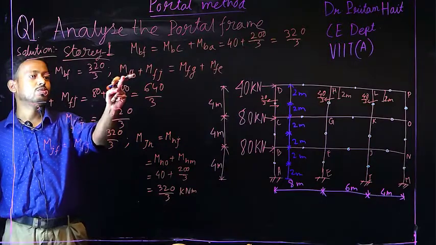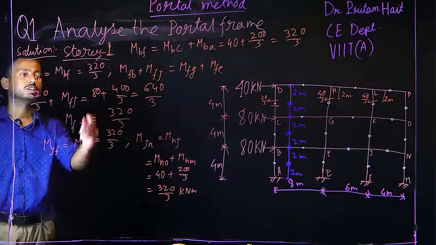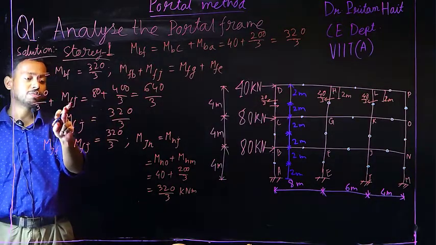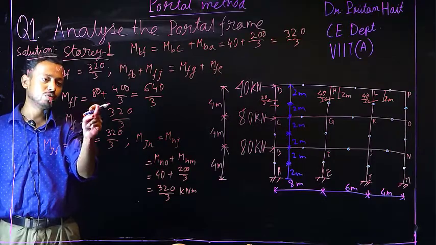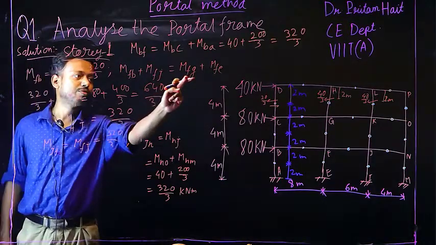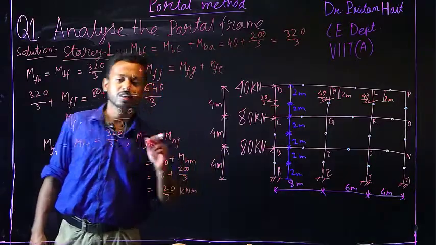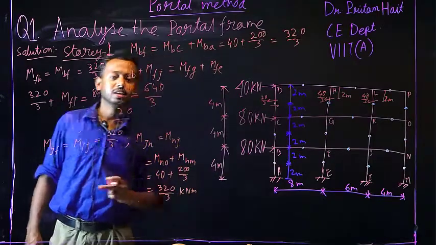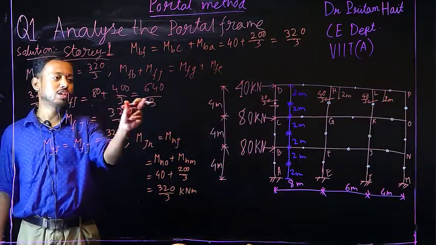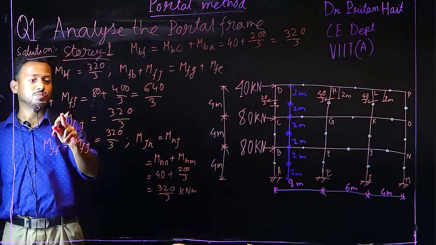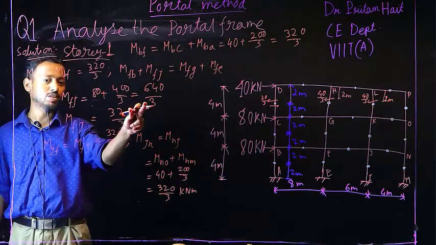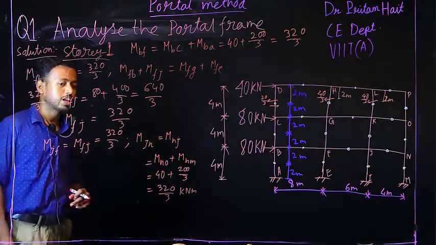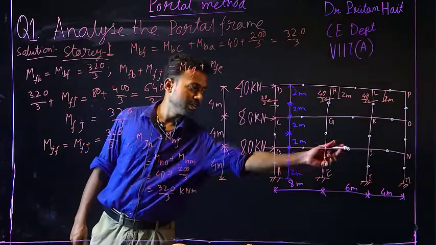Okay, I know the value of MFB, how much? 320 by 3. So I can write 320 by 3. MFJ, I keep it as it is. I don't know the value, I will calculate it. MFG is nothing but 80, and MFE is nothing but 400 by 3. So total is 640 by 3. So MFJ equals 640 by 3 minus 320 by 3 equals 320 by 3. So in this way we can calculate the MFJ moment.